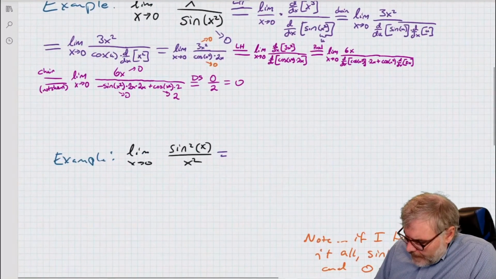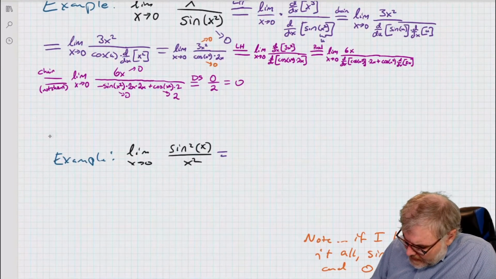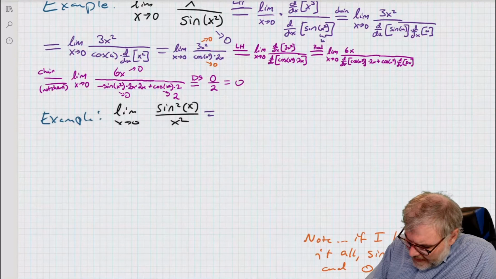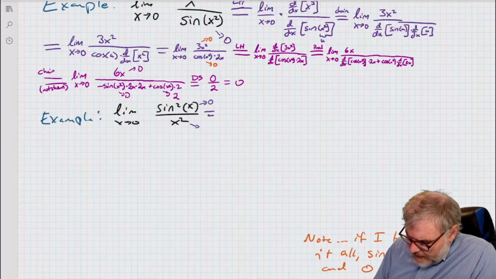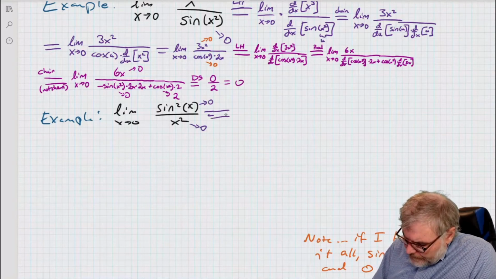Okay. So that's the first problem here. I just did it twice. Let's look at another one. So here again, if I sub in 0 here, I wind up with a 0. And here I'm going to wind up with a 0. So what I'm going to do is apply L'Hopital's rule.